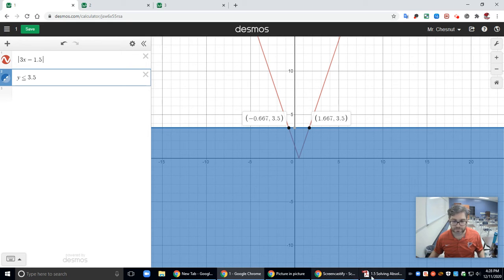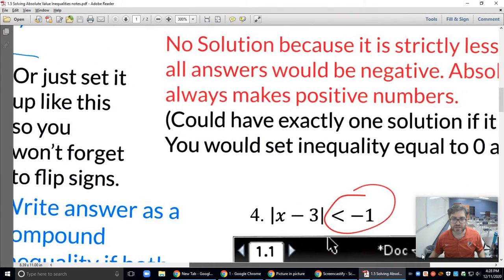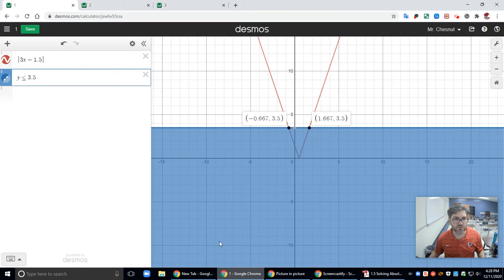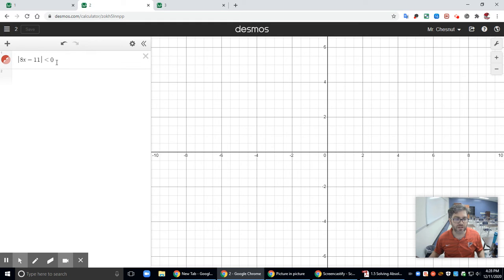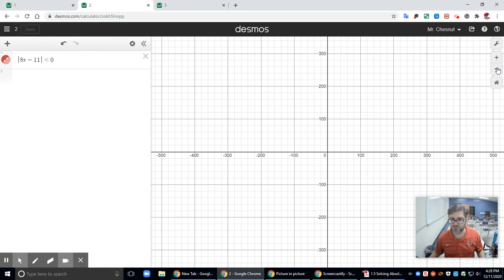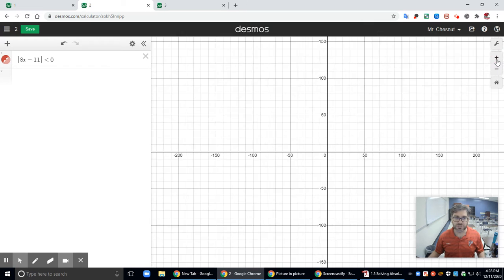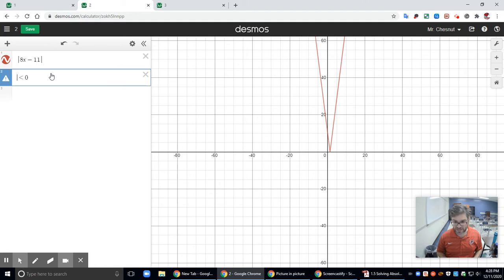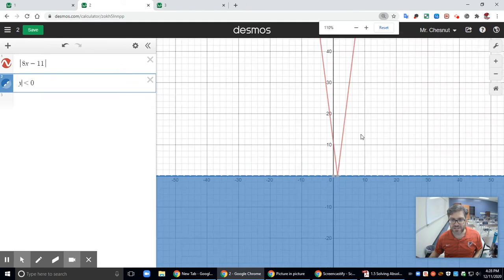Okay, let's move on to another example. Here I have the absolute value of 8x minus 11 is less than 0. If I go back to Desmos and I have it typed in all at once, you see nothing. Anytime you see nothing, I zoom out to make sure it's just not in the window. I've zoomed out a bunch here, and I can tell that it's no solution. You can tell for sure if you take this out and graph it in line 2, again, just throw a y in front, and you see a dashed line.